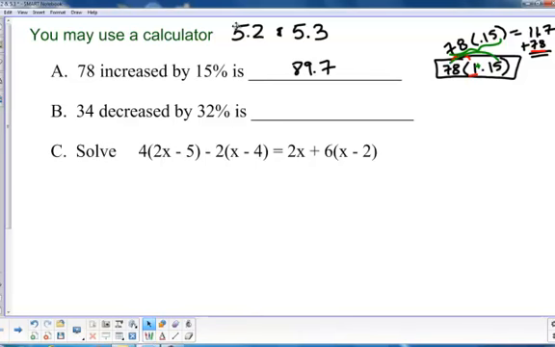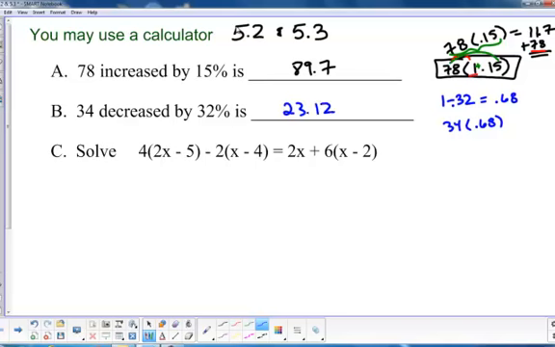All right, so then 34 decreased by 32%. If you're decreasing by 32%, the whole is 1. And 1 minus 0.32 is 0.68. So if you multiply 34 times 0.68, you'll just get the answer right away, which is 23.12. You could multiply it by 32 and then subtract it, but that would be the easier way, just multiplying it by 0.68. That's what you're keeping.